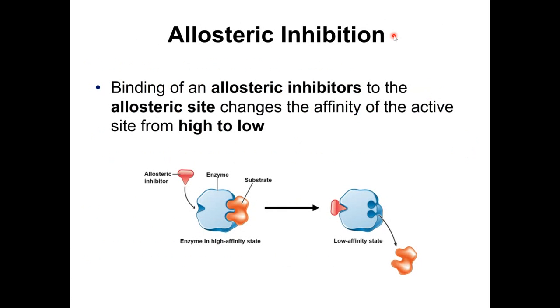Now, an allosteric inhibitor, again, will bind to the allosteric site. And when it does that, it will affect the enzyme that, before the binding, was in a high affinity state, binding the substrate and making the product. Once the allosteric inhibitor binds to the allosteric site, this enzyme will be turned into a low affinity state. By doing that, the substrate will be released, and no other substrate could bind, or could bind with much less efficiency. So the binding of this allosteric regulator has resulted in the inhibition of the enzyme. So it's called an allosteric inhibitor.